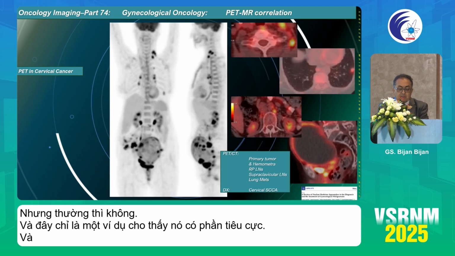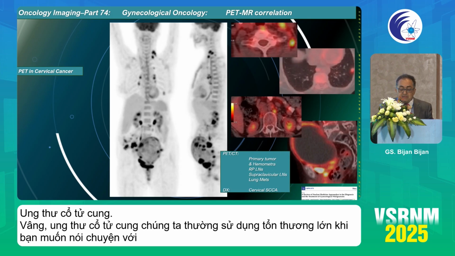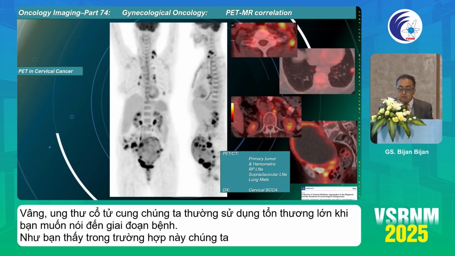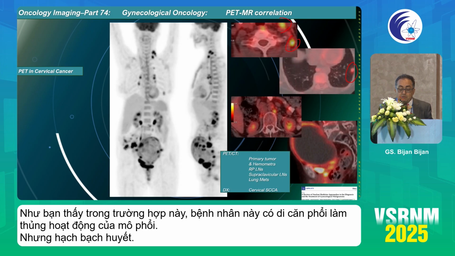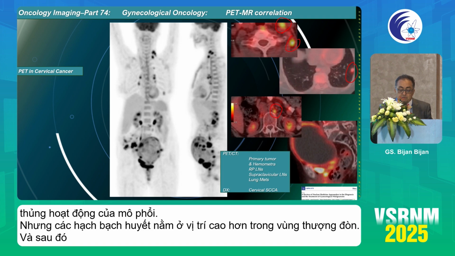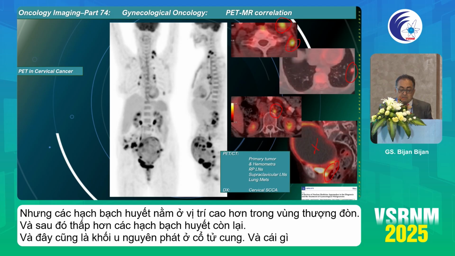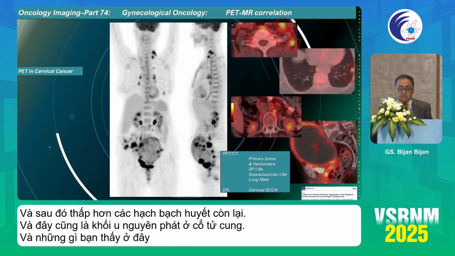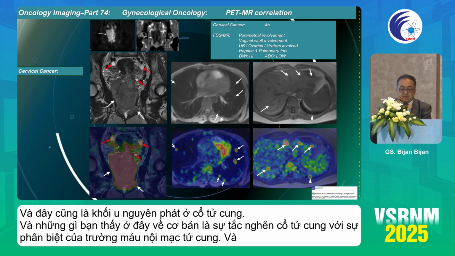Cervical cancer, well, for cervical cancer we usually use PET when the lesion is big and when you want to do top-to-toe staging. As you see in this case, this patient has a lung metastasis corresponding to this lung nodule with activity, and lymph nodes higher up in the supraclavicular region. And then lower in the retroperitoneum, you have lymph nodes, and also this is the primary cervical tumor. What you see here is basically obstruction of the cervix with distension of the endometrium full of blood and debris. So this was a case of cervical cancer.